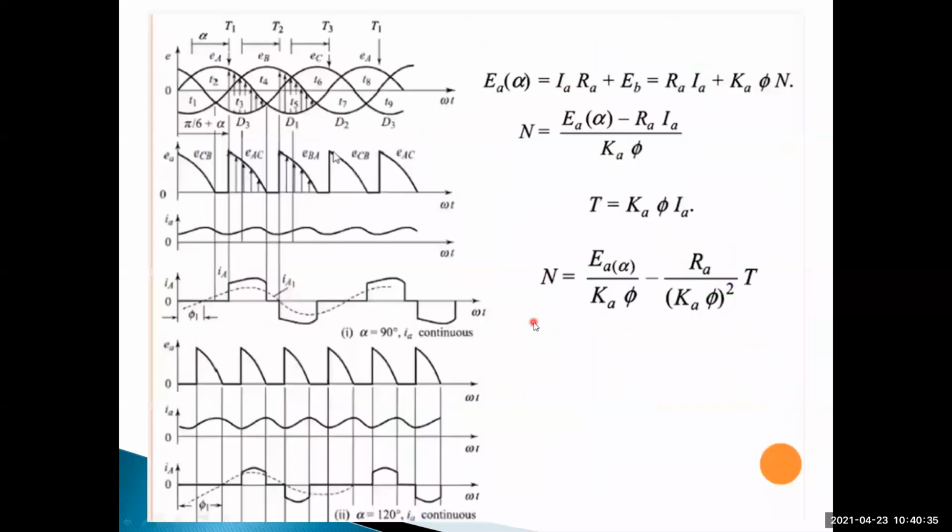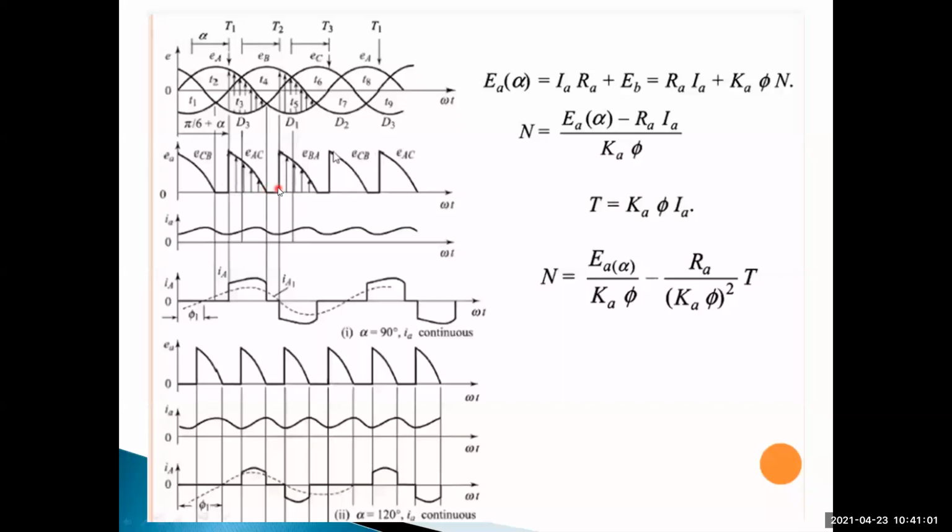If alpha is greater than 60 degrees, that is, pi/6 plus 90 degrees, we will get this output voltage waveform. On the negative side, the freewheeling diode comes into the picture during the negative condition. So the freewheeling diode is turned on in this region. This is the output voltage.